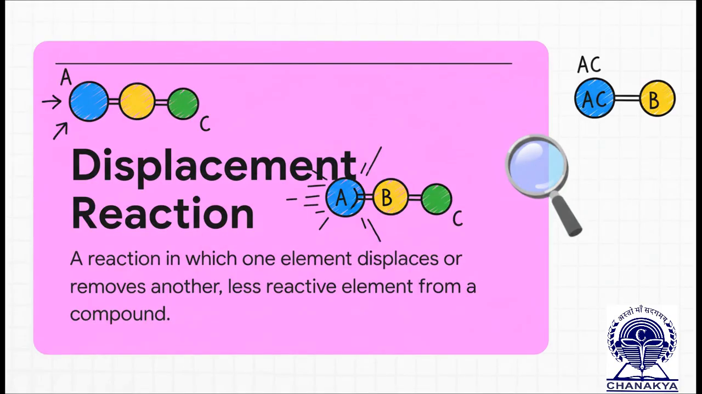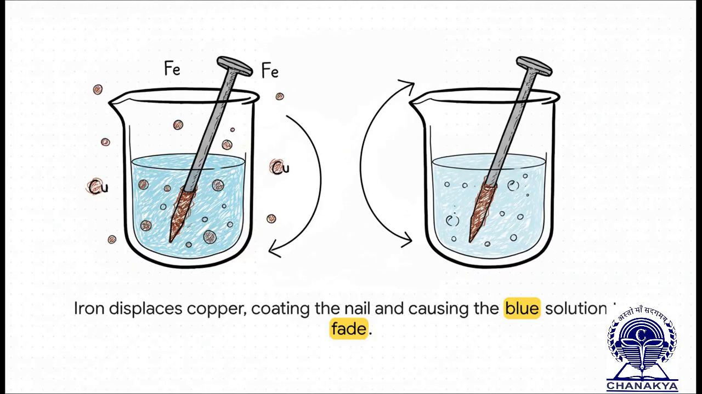Then, things get a little more interesting with the displacement reaction. This is where a more reactive element basically cuts in and swaps places with a less reactive one in a compound. And you can literally see this happen. Check this out. An iron nail gets put into this blue solution, and you can see it getting coated with copper. That's visual proof that the displacement reaction happened right before our eyes. The iron literally kicked the copper out.